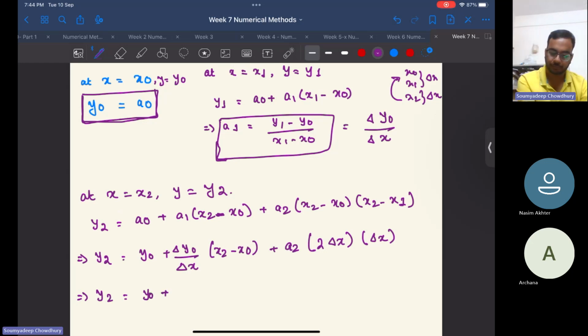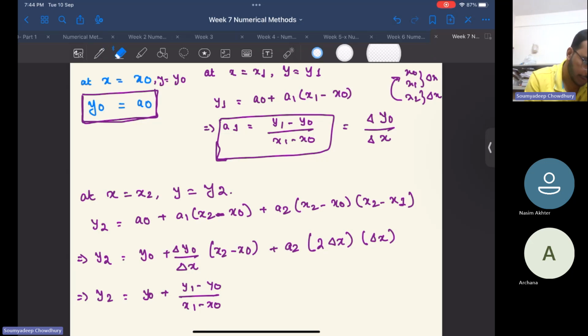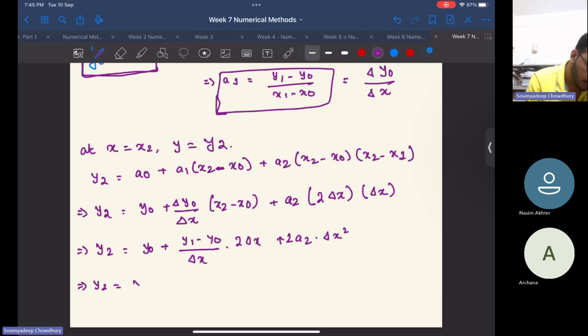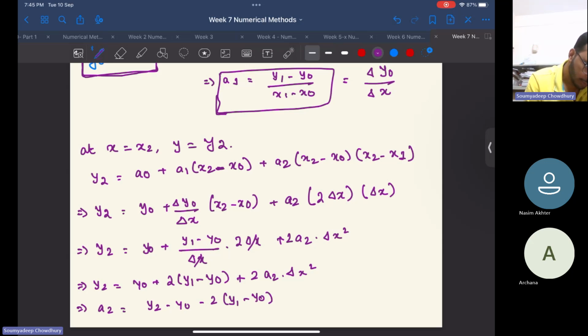So y2 equals y naught plus, now we will substitute delta y naught as y1 minus y naught by x1 minus x naught. Delta x will remain, and x2 minus x naught is 2 delta x, so we get 2 a2 delta x square. So y2 equals y naught plus, delta x will cancel, 2 times y1 minus y naught, plus 2 a2 delta x square. From this we have to find a2, which is y2 minus y naught minus 2 times y1 minus y naught, divided by 2 delta x square.